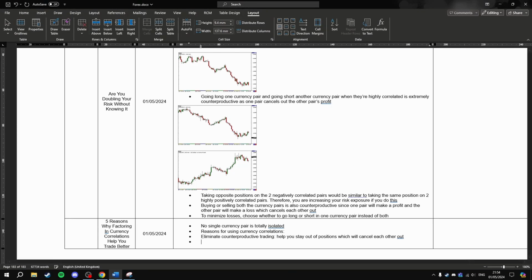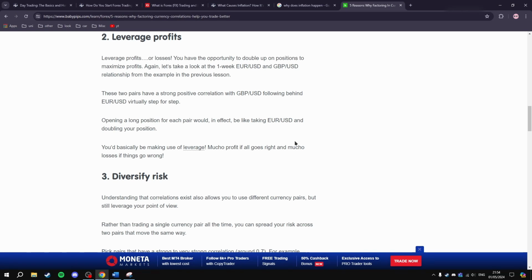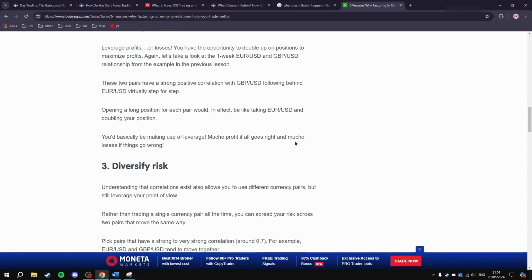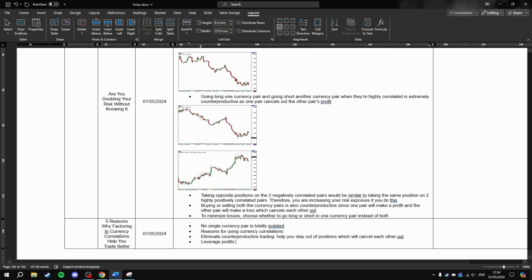Leverage profits. Leverage profits or losses. You have the opportunity to double up on a position to maximize profits. Again, let's take a look at the 1 week Euro USD and the GBP USD relationship from the example in the previous lesson. These two pairs have a strong positive correlation with GBP USD following behind Euro USD virtually step for step. Opening a long position for each pair would in effect be like taking Euro USD and doubling your position. You'll basically be making use of leverage. Mucho profit if all goes right and mucho losses if things go wrong.